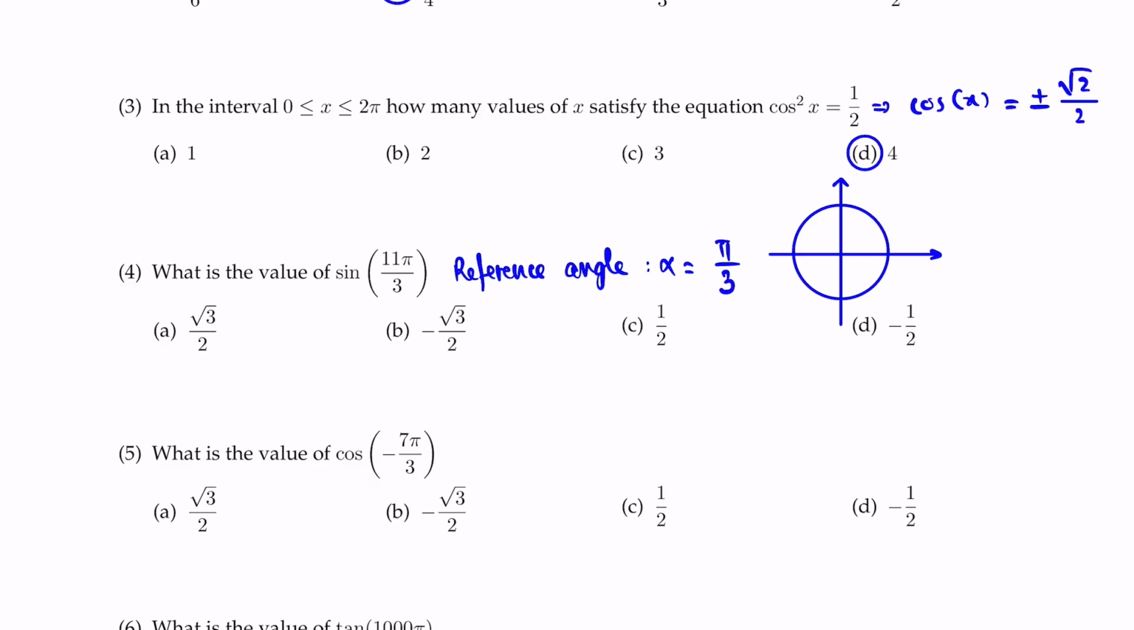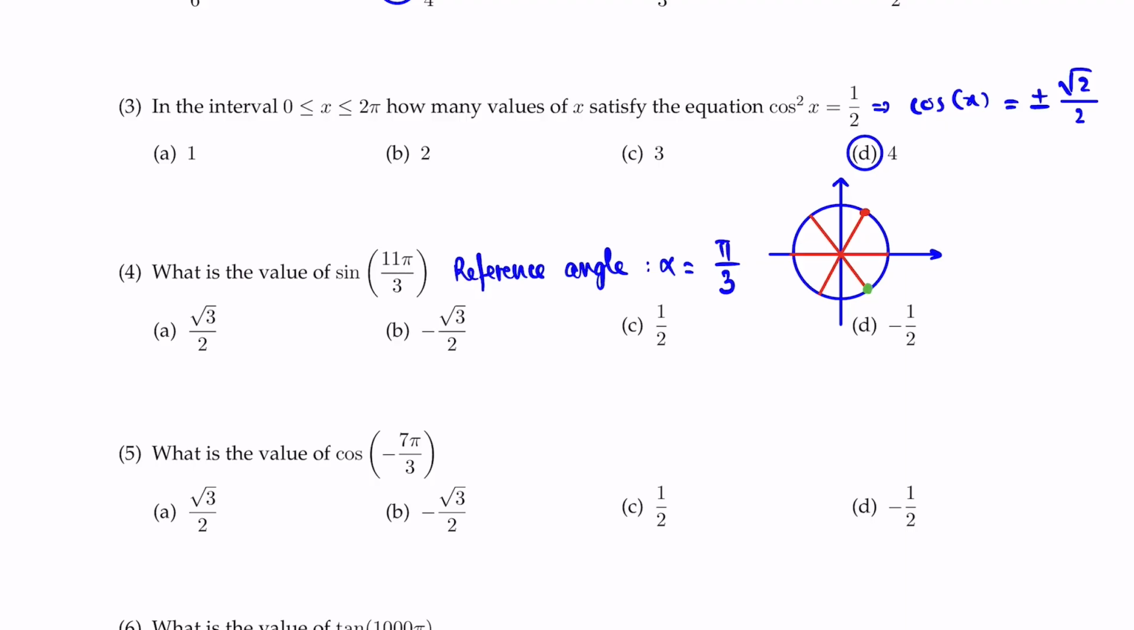So pi over 3 is a 60-degree angle, so you get the angle somewhere here. All right, so this is pi over 3, 2 pi over 3, 3 pi over 3, 4 pi over 3, 5 pi over 3, 6 pi over 3, 7 pi over 3, 8 pi over 3, 9 pi over 3, 10 pi over 3, and this is where you get the answer for 11 pi over 3.